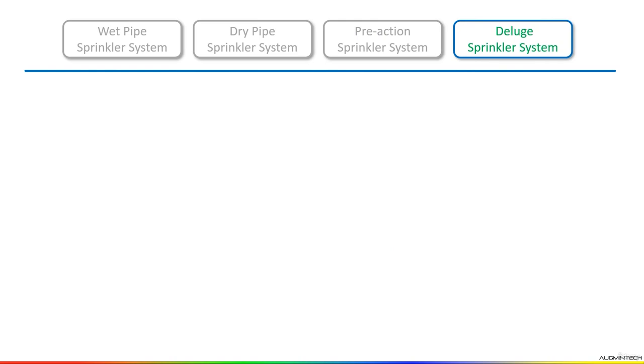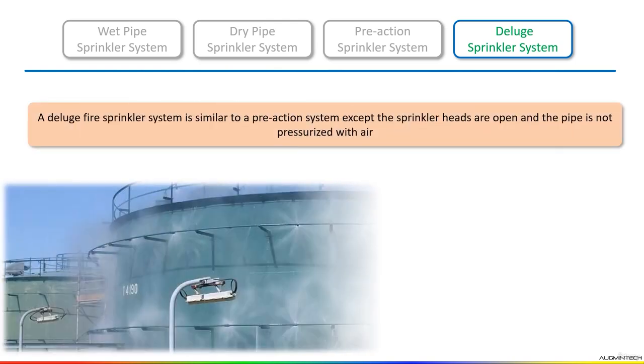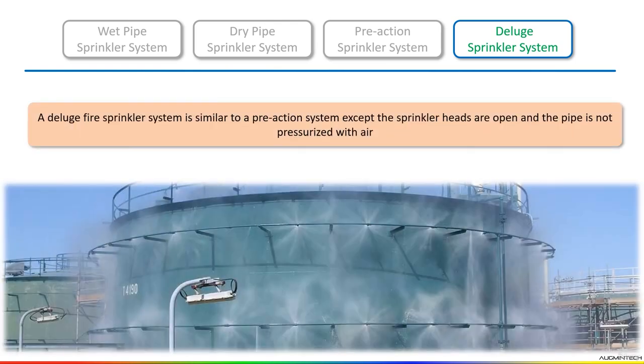Now, the next one is the deluge sprinkler system. So, what do you understand by deluge sprinkler system? Here it is written, a deluge fire sprinkler system is similar to a pre-action system, except the sprinkler heads are open and the pipe is not pressurized with air.